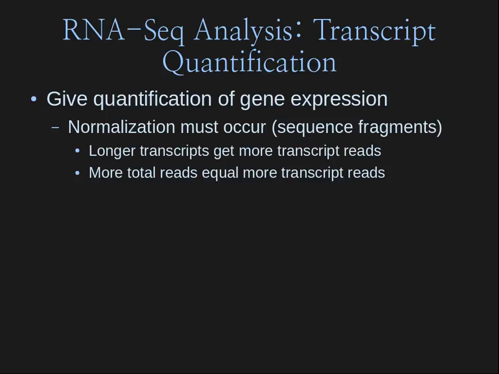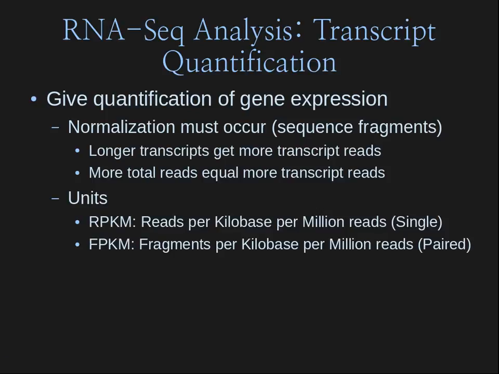For instance, in your data yesterday in lab, one of the sets of samples, or one of the tissues, only had somewhere in the neighborhood of 200,000 total reads for each sample, and the other one had about 1.6 million reads. So that as well is going to bias the number of reads that you have per each transcript.